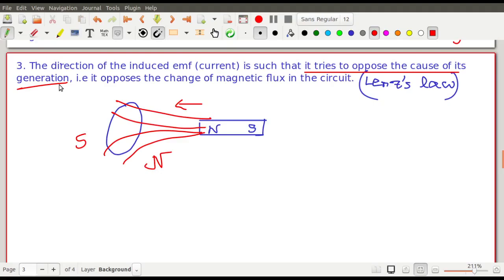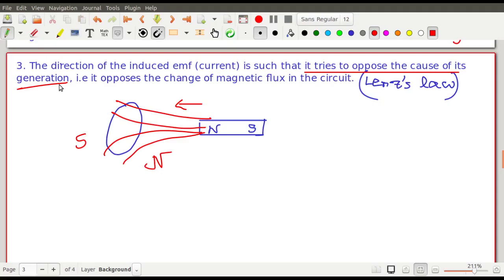What is the cause of the current in this circuit? এই সার্কিটে কারেন্টের কজটা কি বলো তো? এই সার্কিটে কারেন্টের কজ কি আছে? What is the cause of current in this particular circuit? The cause is the magnet is approaching.